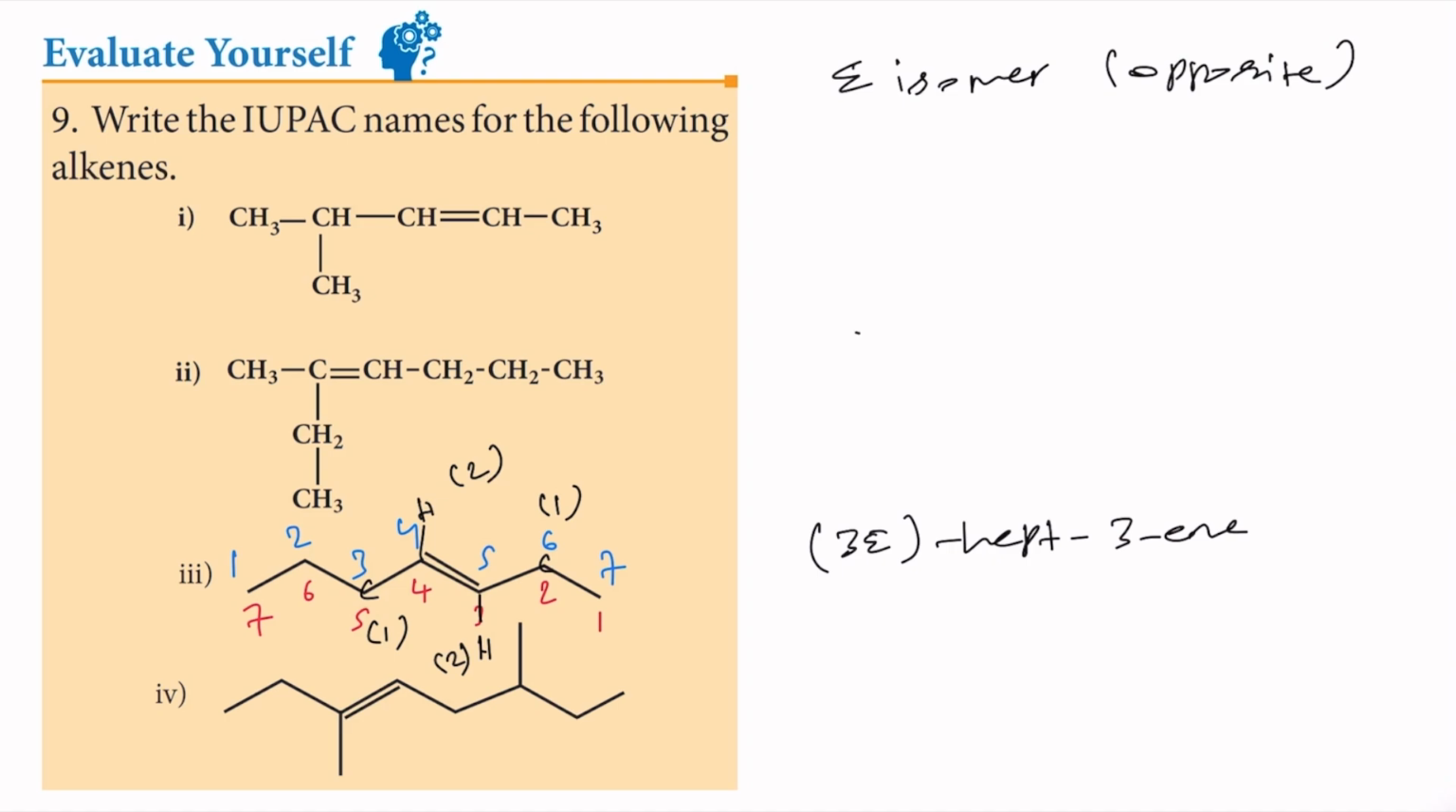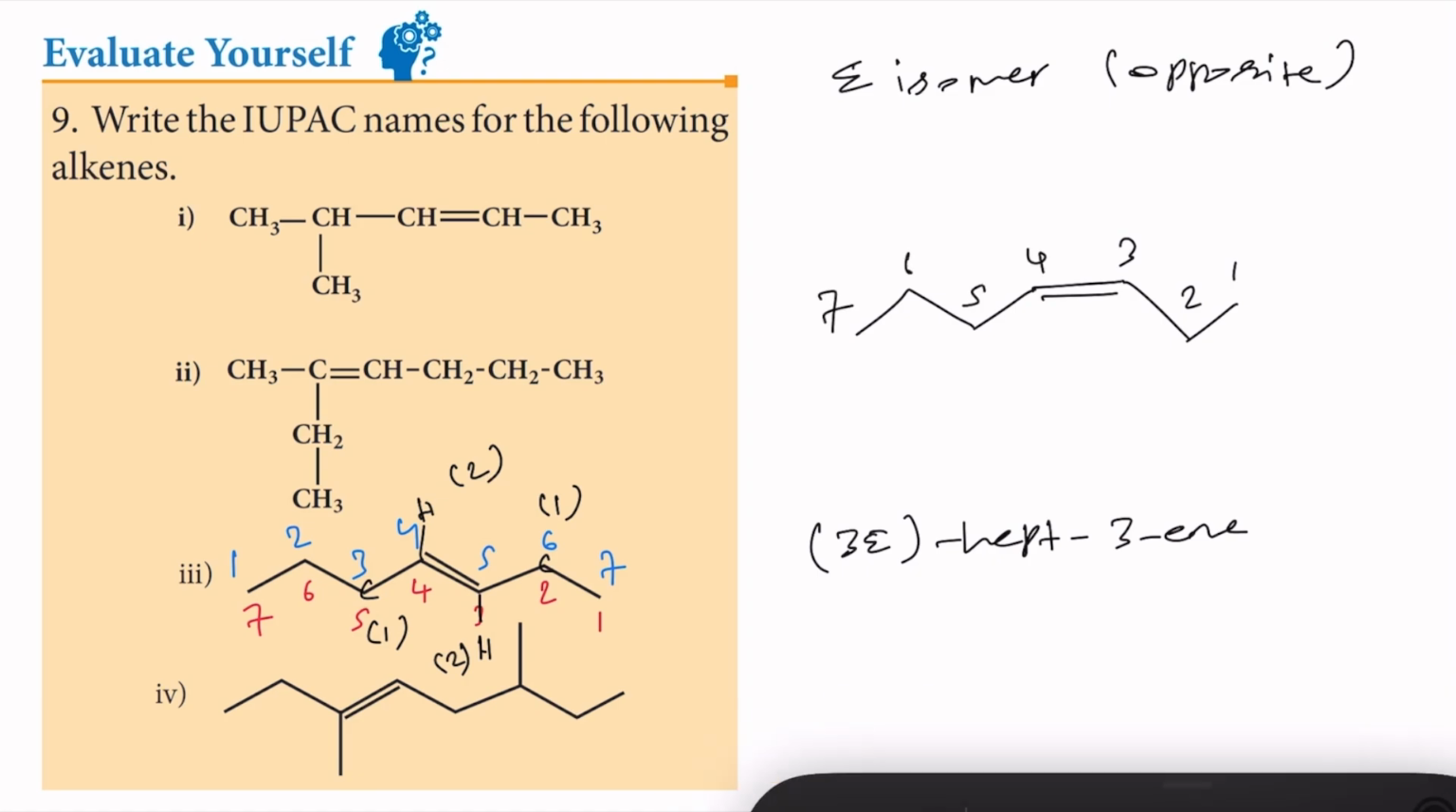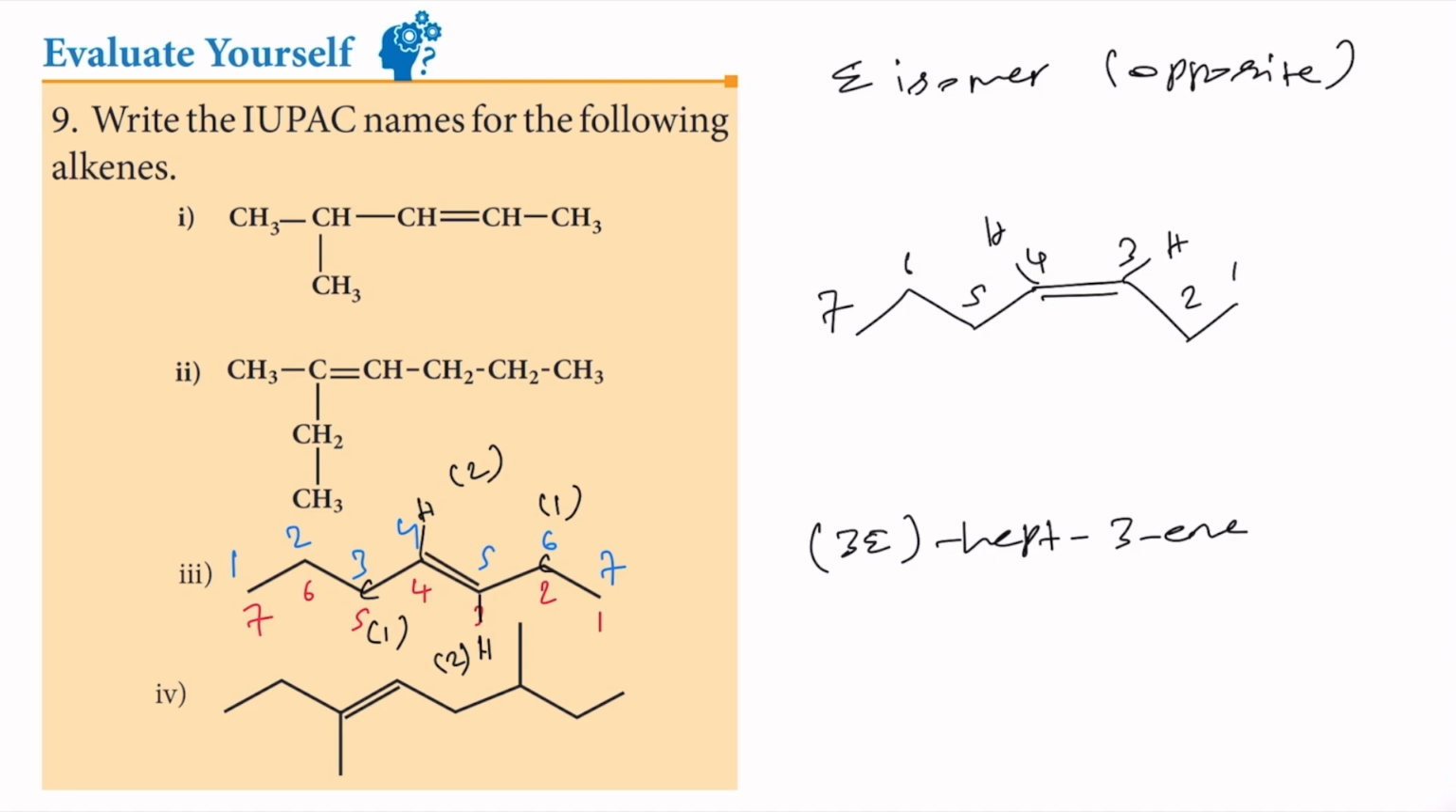Imagine this way. Let us say the structure is given like this instead. 1, 2, 3, 4. Let's say if the structure is given like this, how would you name it? 1, 2, 3, 4, 5, 6, 7. Now the higher priorities are on the same side, isn't it? We have hydrogen here, we have hydrogen here. So as per the Cahn-Ingold-Prelog rules, if we assign the priorities, then the priorities are on the same side. This will be (3Z)-hept-3-ene. Therefore, mentioning geometrical isomerism is important whenever the structure is drawn in a specific way.